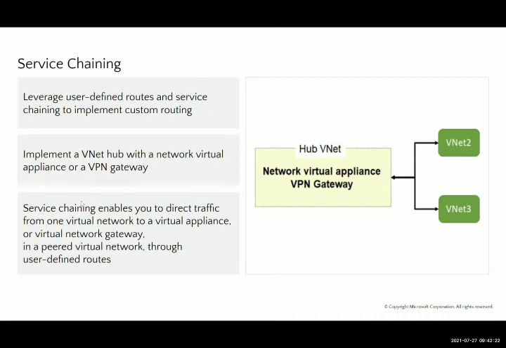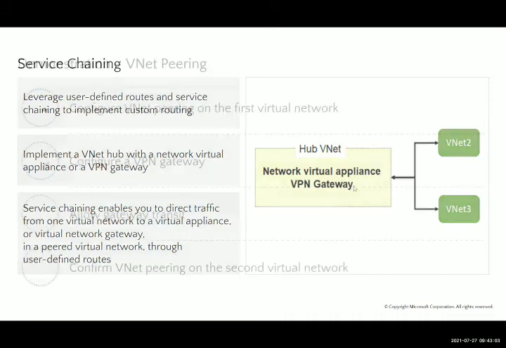Service chaining enables you to direct traffic from one virtual network to a virtual appliance or virtual network gateway in a peered virtual network through user defined routes. This is for your understanding. This will be taken care of by Azure Cloud, Azure Networking. But you should know how things are managed by peering. When you are doing the peering, these concepts come in, and this is taken care of by Azure itself. But you should know what changes happen after peering, meaning NVA is coming into the picture and manages the show.